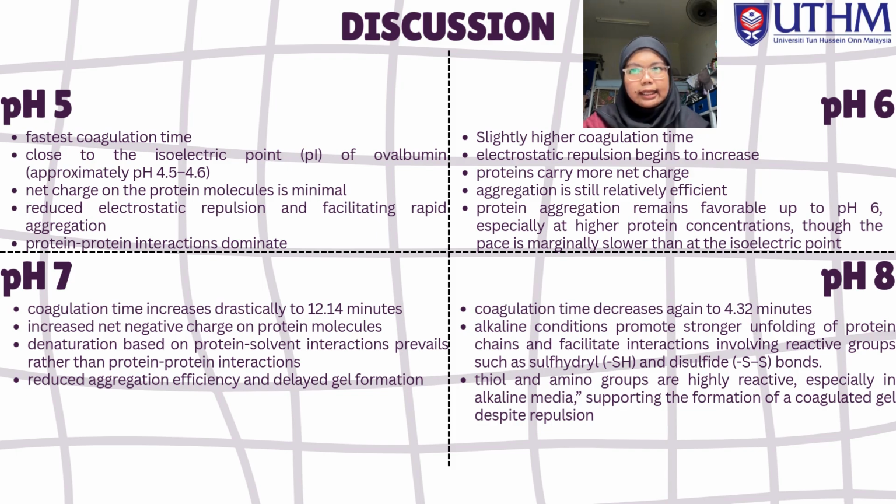For pH 6, slightly higher coagulation time, which is 3.49, indicates that while electrostatic repulsion begins to increase as the protein carries more net charge, aggregation is still relatively efficient. Based on Kwang et al. 2021, protein aggregation remains favorable up to pH 6, especially at higher protein concentration. Thus, the pace is marginally slower than at the isoelectric point.